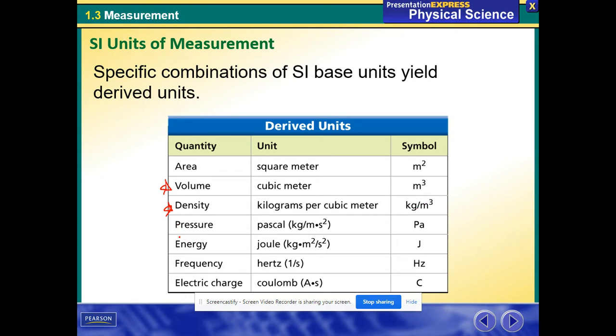Down here, we do mention energy and pressure in integrated science, and these are both derived units as well. Frequency you probably won't hear of until chemistry, and then electric charge is not talked about until we get to chemistry either.